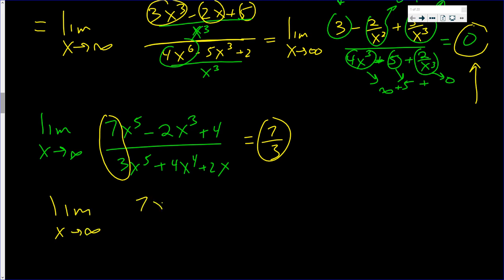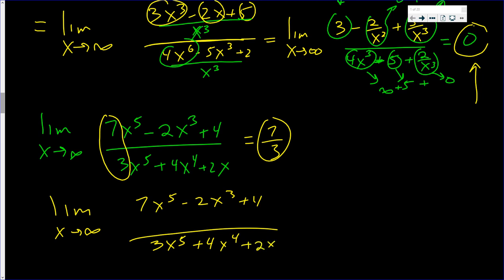So I take the numerator and then the denominator, and I divide them by, well, in this case we only have x to the 5th. So the smaller power of those two is x to the 5th. And this is the limit as x goes to infinity.